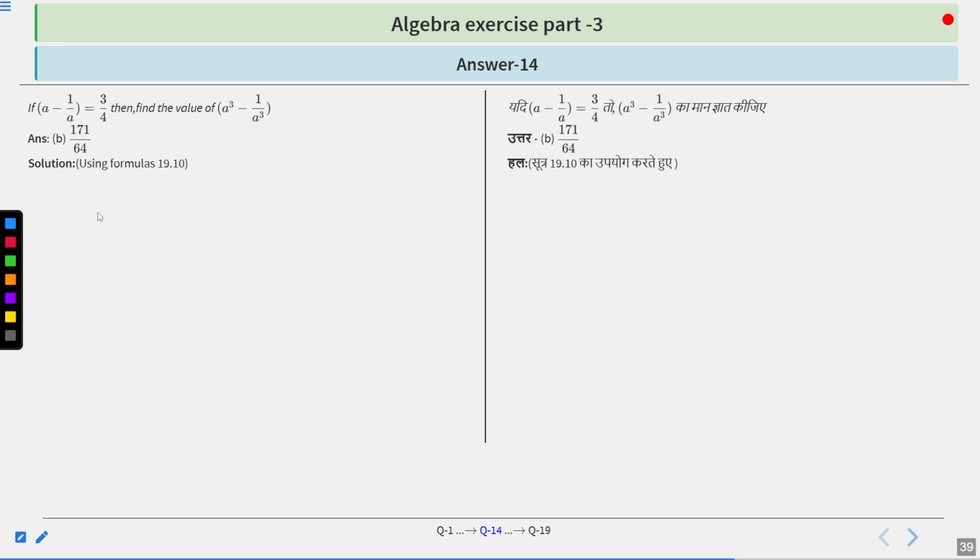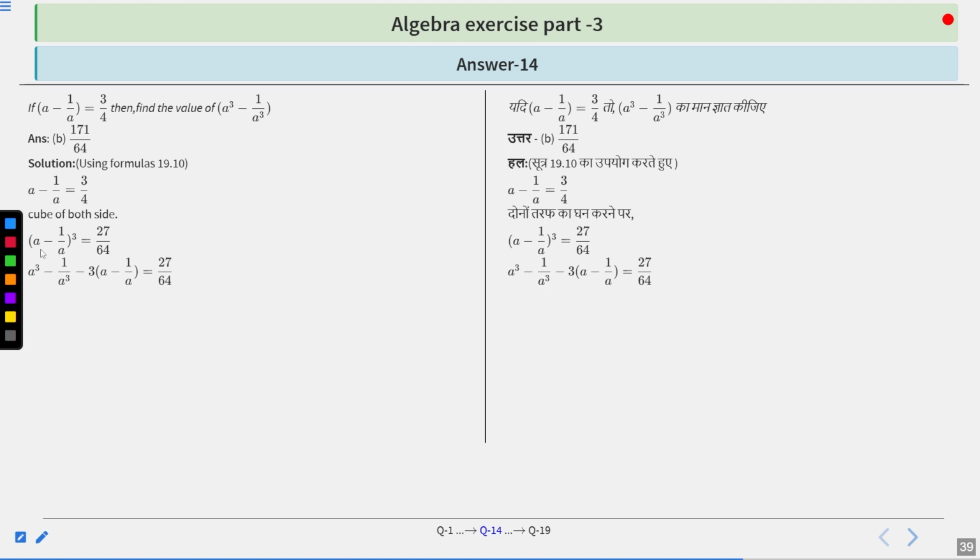So, using formula 19.10, we were given a minus 1 upon a is equal to 3 upon 4. Then cube of both sides: (a minus 1 upon a) whole cube equal to cube of 3 is 27 and cube of 4 is 64. That is equal to 27 upon 64. (a minus 1 upon a) cube becomes a cube minus 1 upon a cube minus thrice of (a minus 1 upon a). That is equal to 27 upon 64. We have expanded (a minus 1 upon a) whole cube according to formula 19.10.